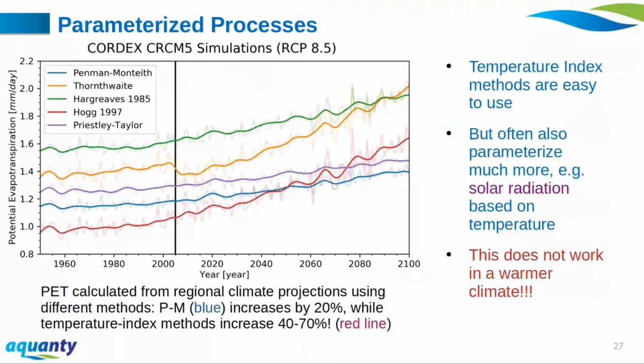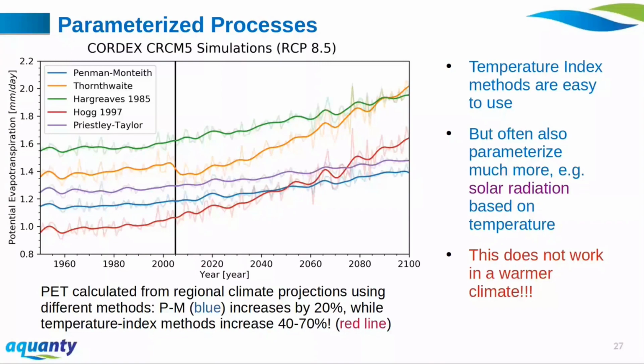There are similar approaches to approximate PET just based on temperature. This is a very simple calculation I've done for, I think, some area in Alberta. I've taken data from the Canadian Regional Climate Model, computed PET from it from 1950 to 2100, and this is the result.